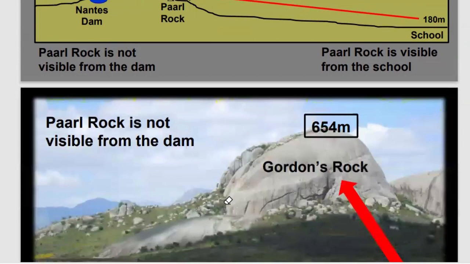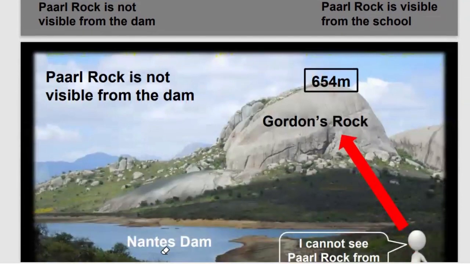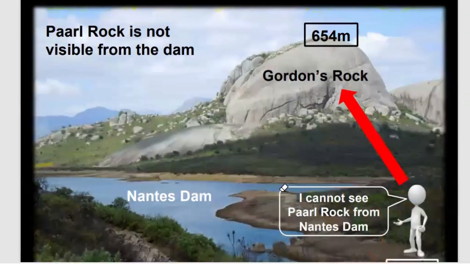Right. So this is another illustration of Fernandez Dam. This is now in terms of the image. The Gordon's Rock is there, and Pearl Rock is somewhere after the Gordon's Rock.